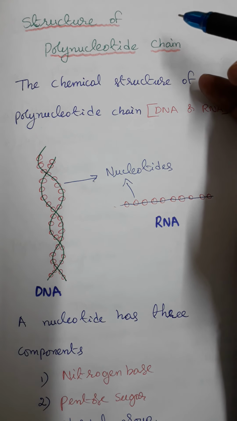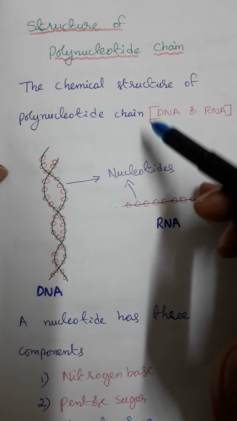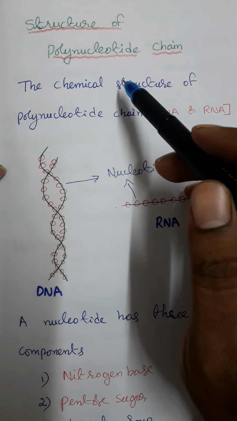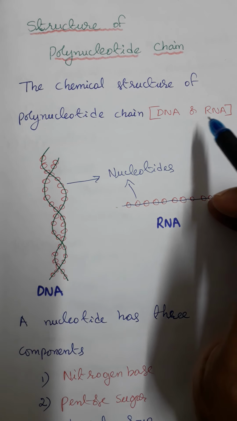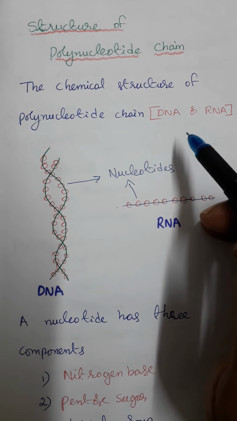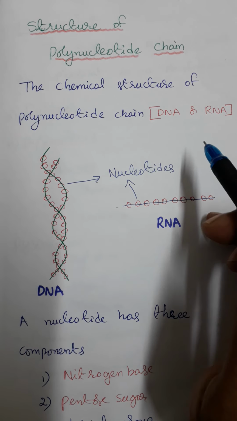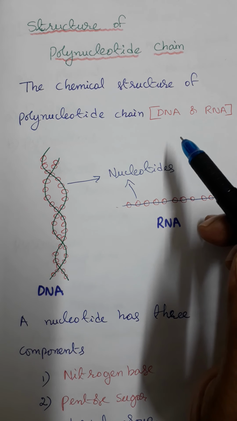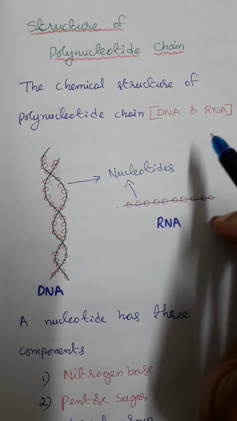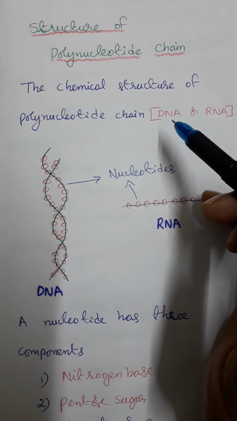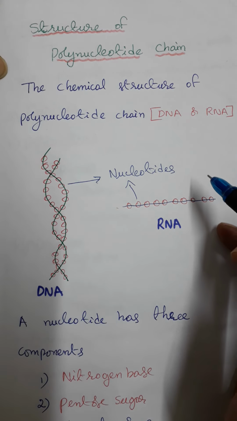Today I am going to teach you about the structure of polynucleotide chain. The chemical structure of polynucleotide chain in DNA or RNA. How many types of nucleic acids are present in living organisms? Two types of nucleic acids. What are they? One is deoxyribonucleic acid and the second one is ribonucleic acid. Today we have to know about the chemical structure of polynucleotide chain in nucleic acids.